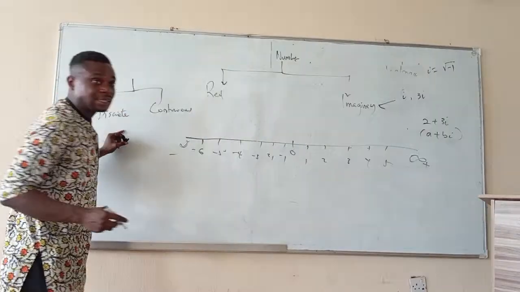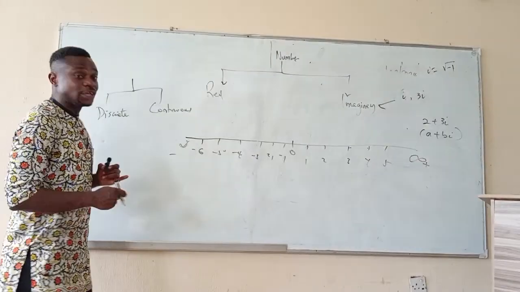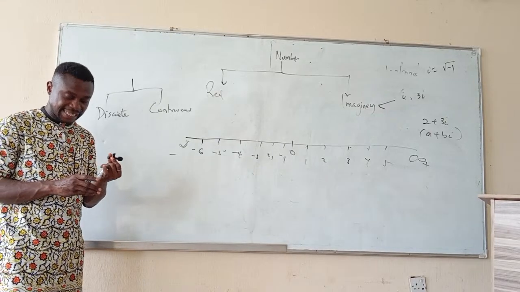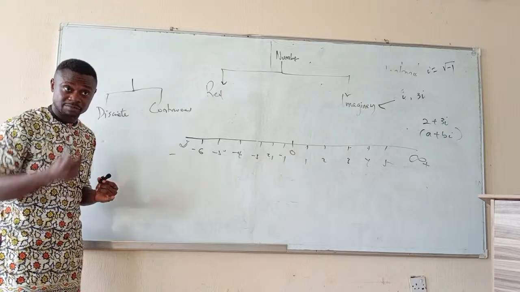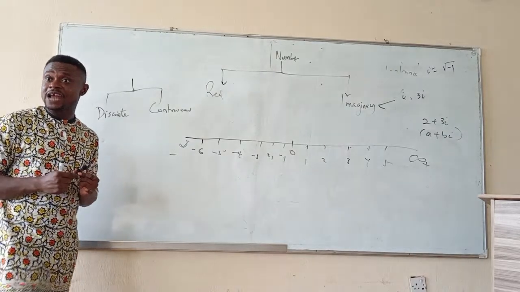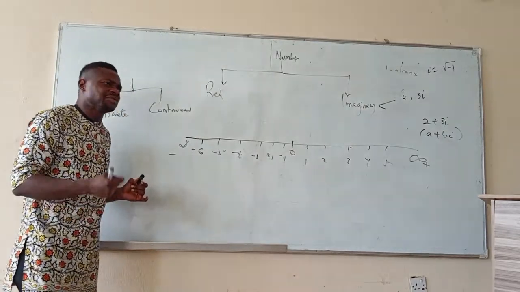Now, what are these discrete numbers? The ones that are distinct are discrete. You can count them easily. Any number, you can count them.